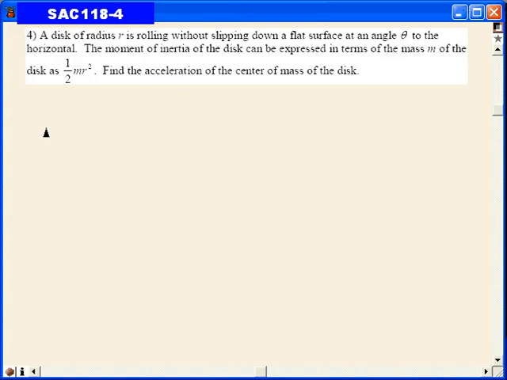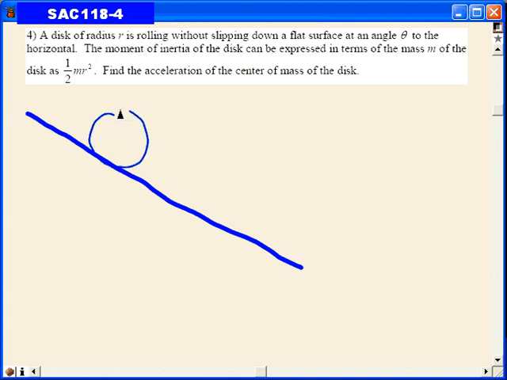So we've got a disc rolling down an incline. Let's get a sketch of that. Here's my incline. Put a disc on there. Have it rolling. So I have some omega, and it's at an angle theta.